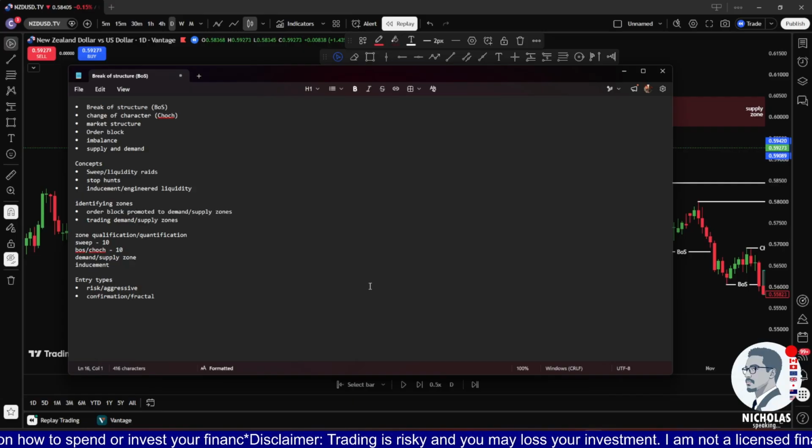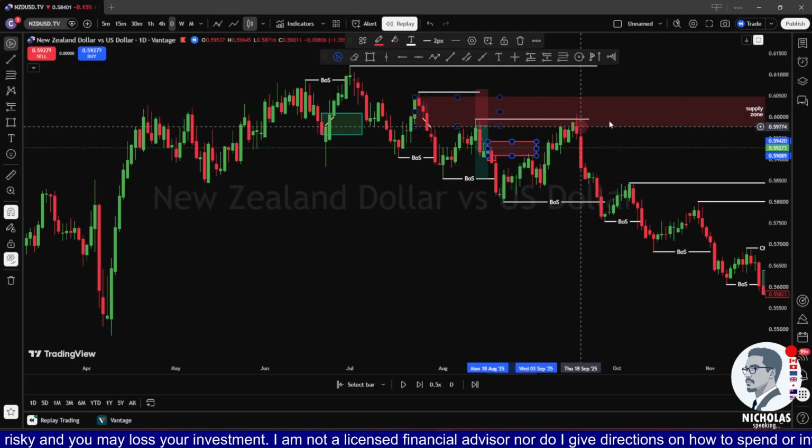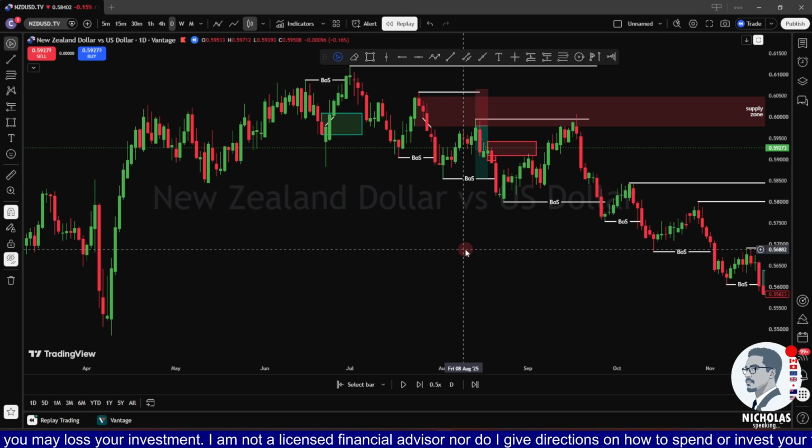Now that you know trading, you know supply, you know demand, you know order blocks, you know inducement, stop hunt, liquidity, and the rest. How do you now quantify and qualify a zone? Mind you, there are different zones. You can call it like a score matrix or a scoring pattern. You can score a zone 10%, 20%, 100%, 50% based on certain situations.